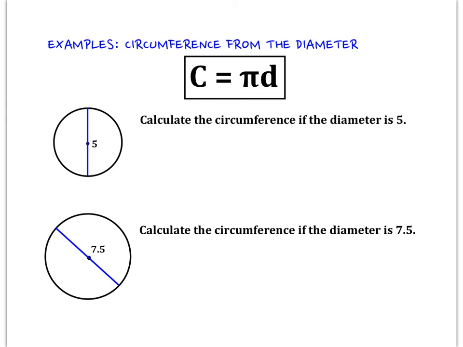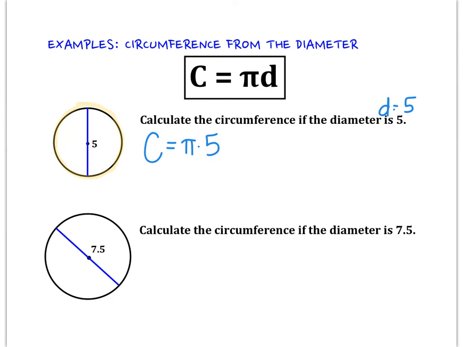So let's just quickly go through some examples. Let's say here in the circle I have a diameter of 5. I want to figure out what would the distance around the outside of that circle be if straight across is 5. So I'm going to use my formula. Since I have the diameter, I know that circumference is going to come from pi times the diameter. Here, my diameter is 5. So instead of pi times d, I'm going to do pi times 5.